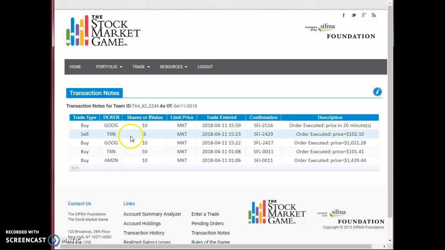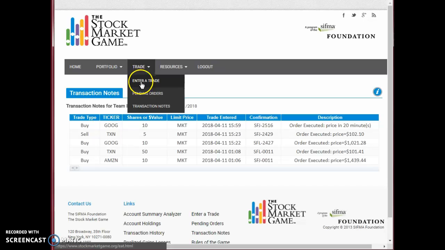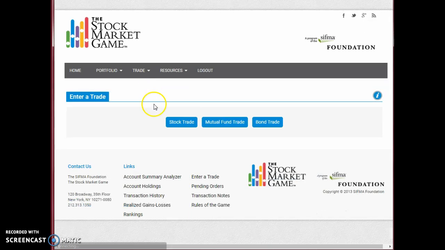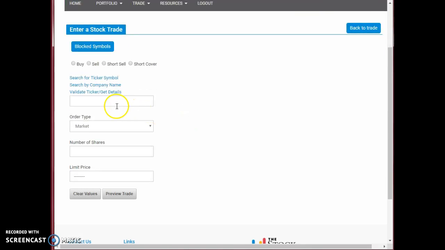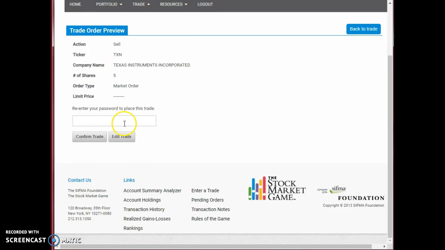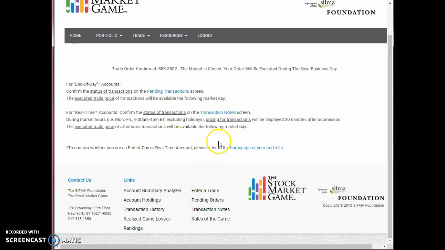So I also, since Texas Instruments has gone up since I bought it, I want to go ahead and sell a few more Texas Instruments shares. So I'm going to go back to enter a trade, sorry. I know the ticker symbol is TXN. I want to sell. I'm going to go ahead and sell 5 of them. So preview the trade. Go ahead and put in my password again and confirm it. And then it says the market is closed.